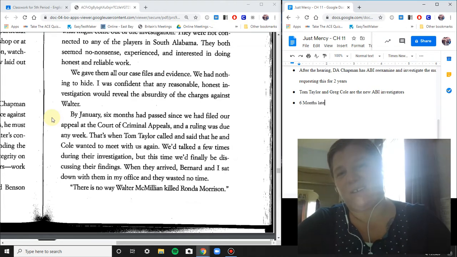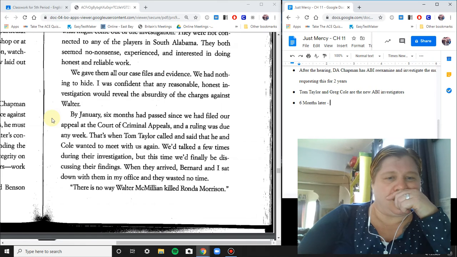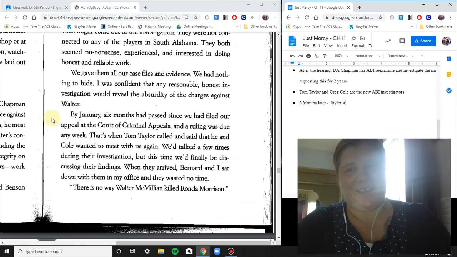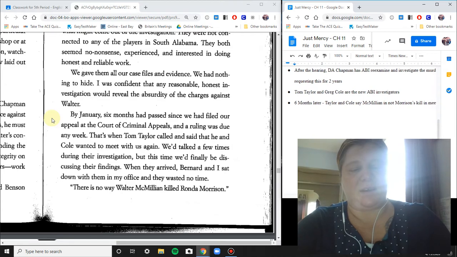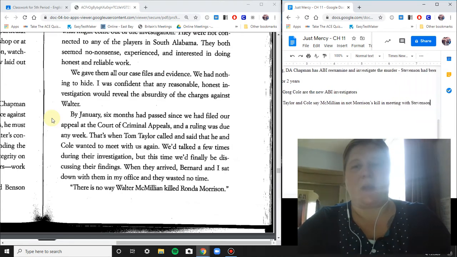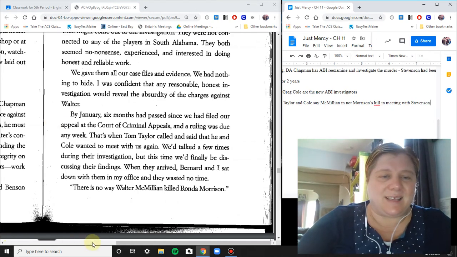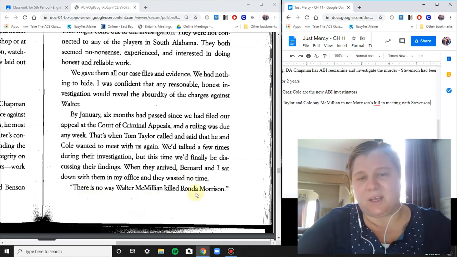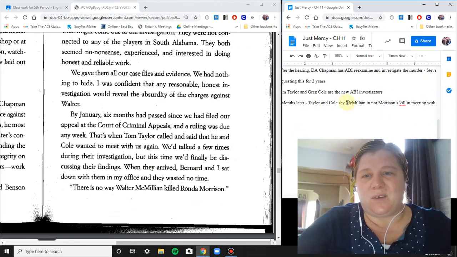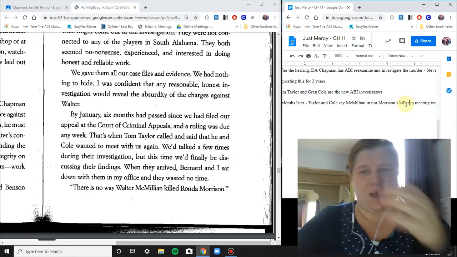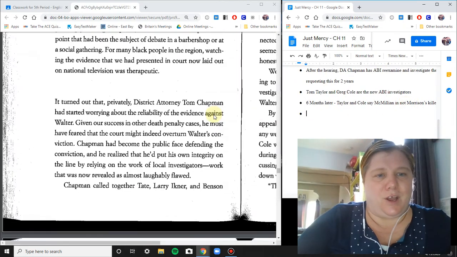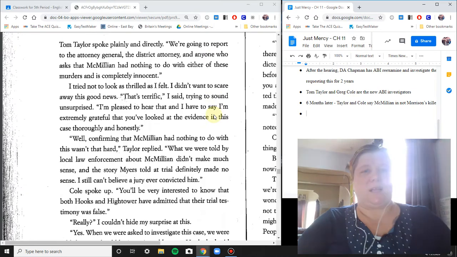Okay, 6 months later, I guess, ish. It's a good way to put it. Taylor and Cole say McMillan is not Morrison's killer in a meeting with Stevenson. So I read that next sentence and wrote that. They say to Brian Stevenson and Bernard, there's no way Walter McMillan killed Rhonda Morrison. And so I wrote, 6 months later, Taylor and Cole say McMillan is not Morrison's killer in a meeting they had with Stevenson. Okay. And they're like, duh.